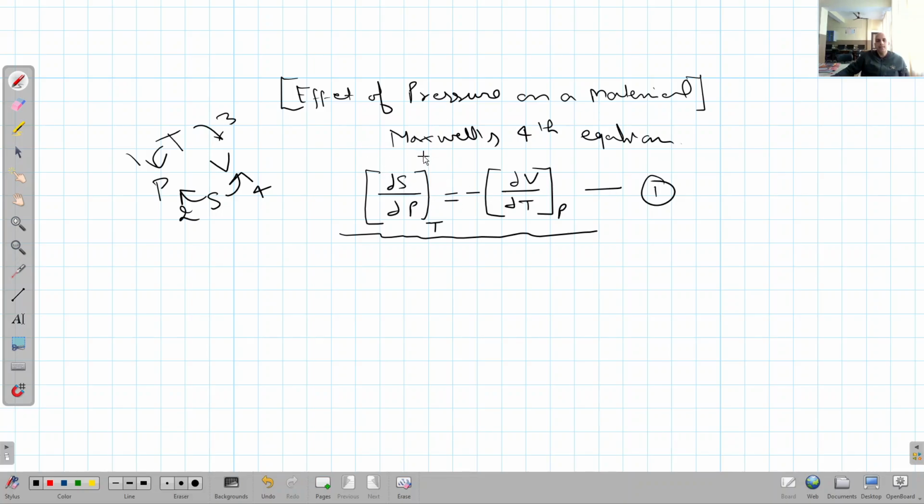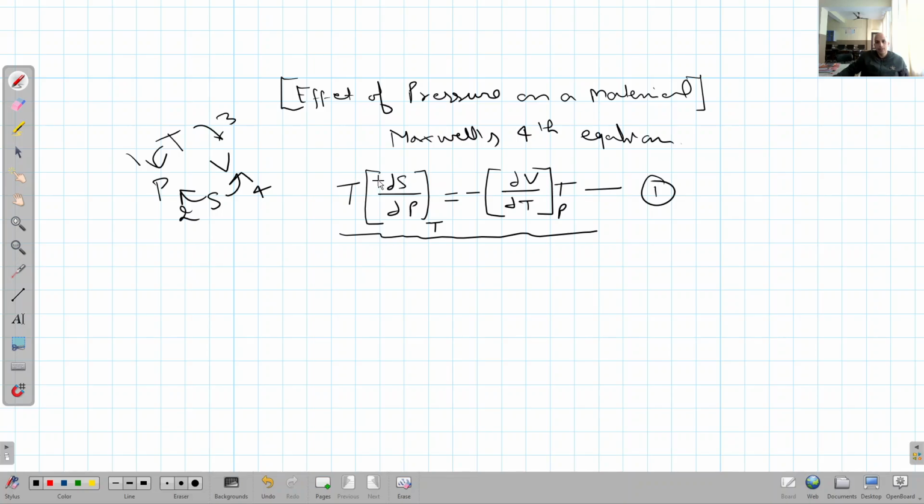So by making use of this Maxwell fourth equation, we will derive a relation that will tell us the effect of pressure on a material, whether the material expands on heating or contracts on heating, right? So we proceed further, multiplying this equation on both sides with temperature T. Clear? Then this will become like this.